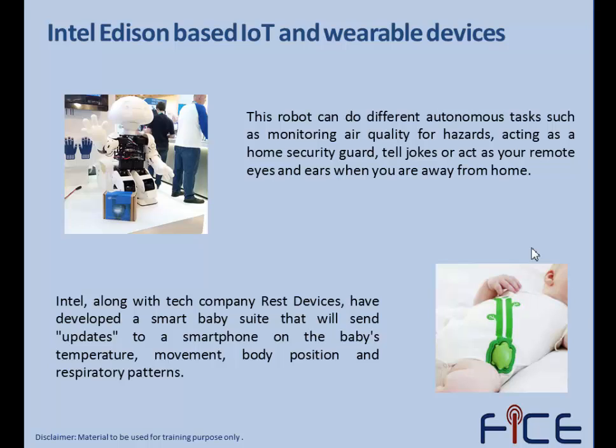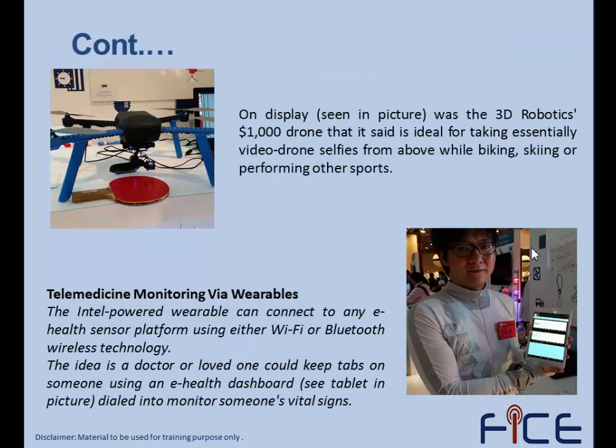Similarly, Intel along with its partners has developed a smart baby suit that will send updates to the smartphone on the baby's temperature, movement, body position, respiratory patterns, and all those things. All those notifications about the baby you will get on a smartphone. Similarly, we have a drone here, which was made by 3D Robotics, and you can use it for selfies while you are biking or skiing or performing other adventure activities. There is another Intel powered wearable device that has inbuilt Wi-Fi and Bluetooth wireless technology. So these are some of the gadgets which are powered by Intel Edison.